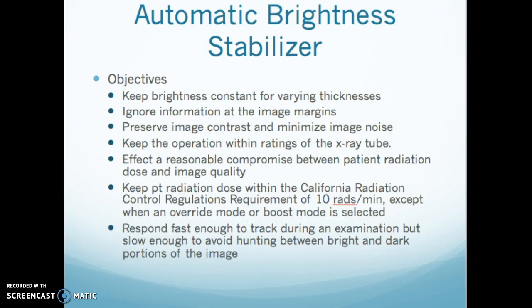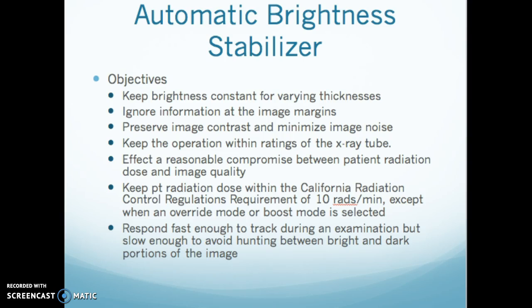So the goals of the automatic brightness stabilizer is to keep the brightness consistent over various thicknesses, ignore information at the image margins, preserve image contrast and minimize image noise, keep the operation within rating of the X-ray tube, effect a reasonable compromise between patient radiation dose and image quality, keep patient radiation dose within the California radiation control regulation requirements of 10 rads per minute, except when override or boost is selected, which I hope you guys never have to hit.